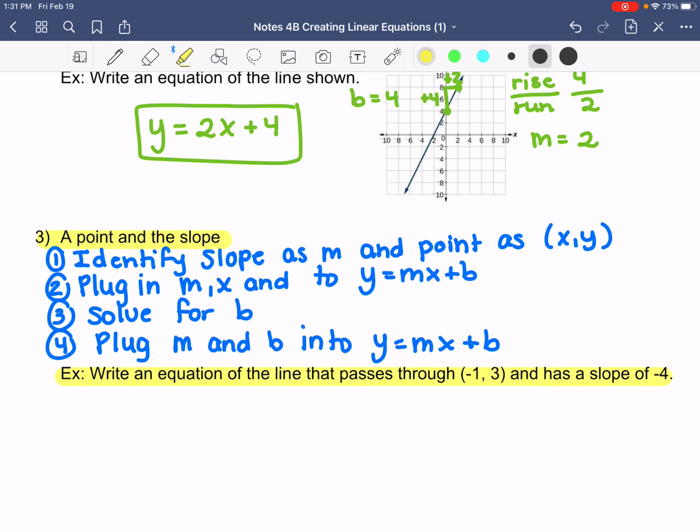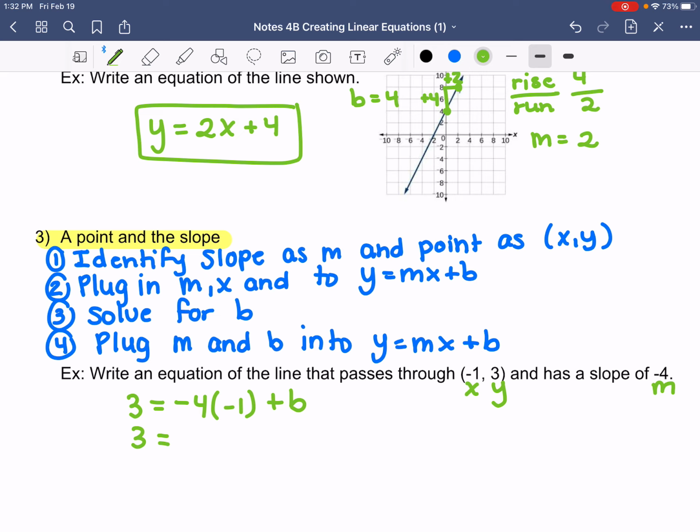Here's our example. You're going to write an equation of the line that passes through -1, 3 and has a slope of -4. All right, so step 1 is to identify your slope as m. So my slope is -4, and then my point is x, y. So I'm going to plug in my y as the number 3, my m as the number -4, and my x as -1. So the only thing I won't have is b, and that's what I'm going to solve for in step 3. So for y, I'm going to plug in 3 equals m is -4, x is -1 plus b. And I'm just going to solve for b.